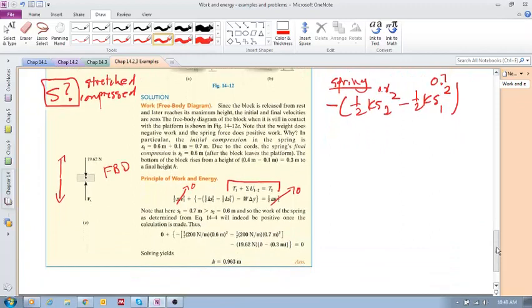So the delta y over here is going to be h, which is that total height minus the initial height. Okay?